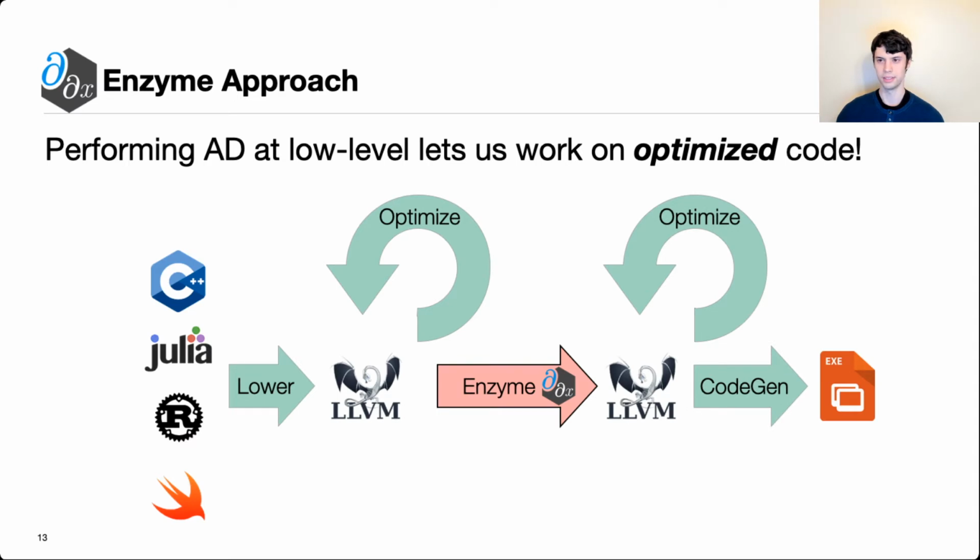As a consequence, the Enzyme approach aims to perform automatic differentiation after optimization by doing so at a low level. Specifically, first we have our original code, which is lowered to a standard compiler IR, LLVM, which is then optimized. We then run automatic differentiation, then a subsequent pass of optimization, resulting in an optimized final executable.